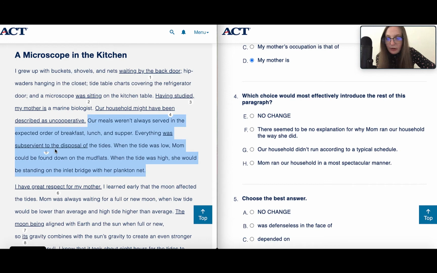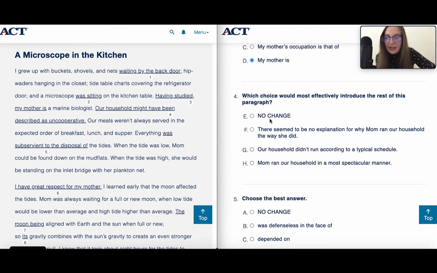Everything was, we don't know if that's right, the tides. When the tide was low, mom could be found down on the mud flats. When the tide was high, she would be standing on the inlet bridge. So basically they're talking about how everything in their household depends on the tides, and the mom's behavior, it all depends on the tides because she works as a marine biologist.